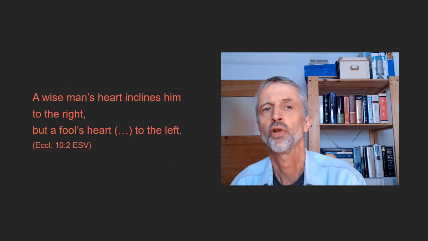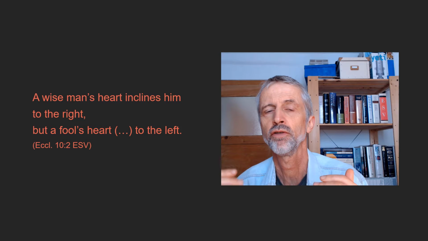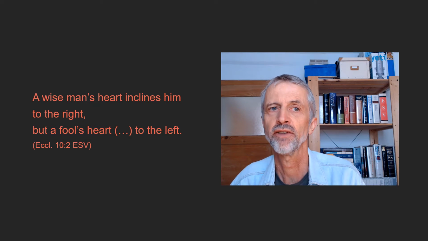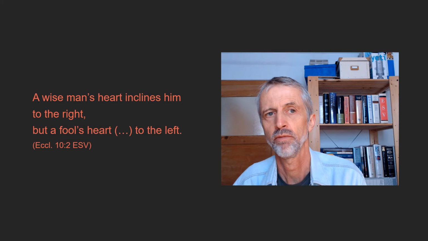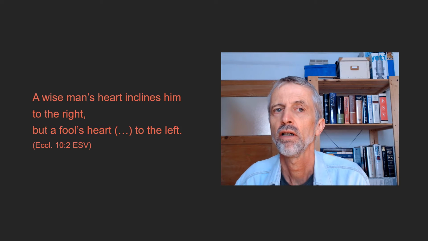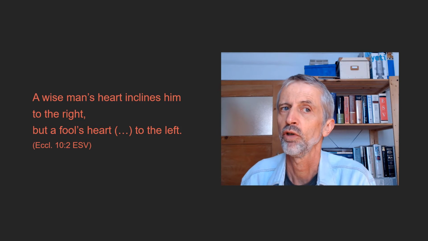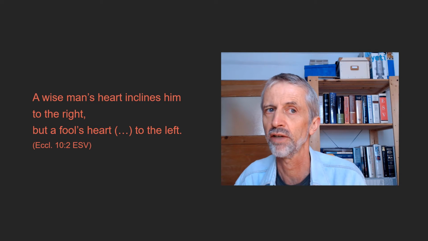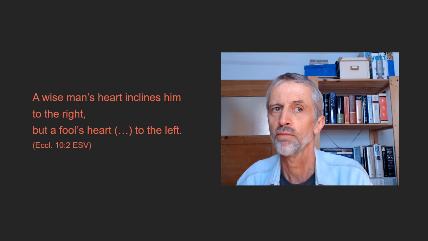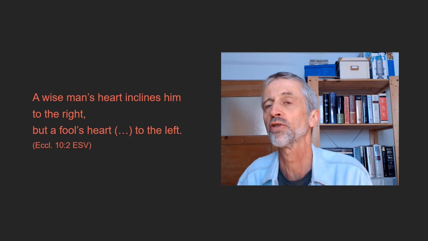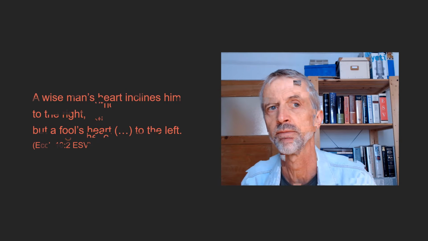It is also possible for the corresponding elements to contrast with each other. This is called antithetic parallelism. As in this example here, a wise man's heart inclines him to the right, but a fool's heart to the left. This form, antithetic parallelism, is used extensively in the book of Proverbs, especially in chapters 10 through 15.